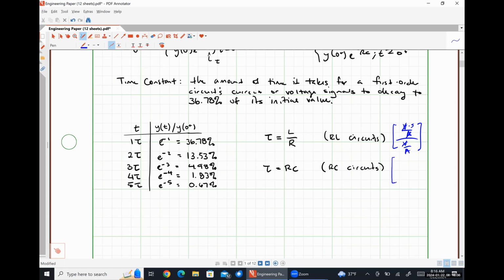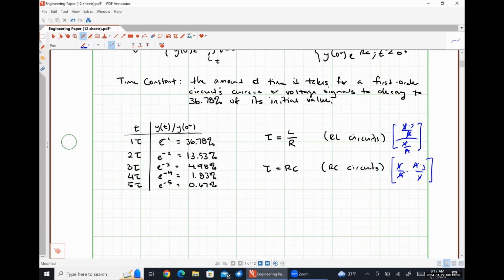Looking at the time constant for RC circuits, we have resistance, which is volts per amp, multiplied by capacitance, which is measured in farads or amp seconds per volt. Once again, the amps cancel, the volts cancel, and all we're left with is seconds. So a time constant is always measured in seconds, and it's because it's the amount of time that has elapsed until the signal has decayed down to 36.78% of its initial value.